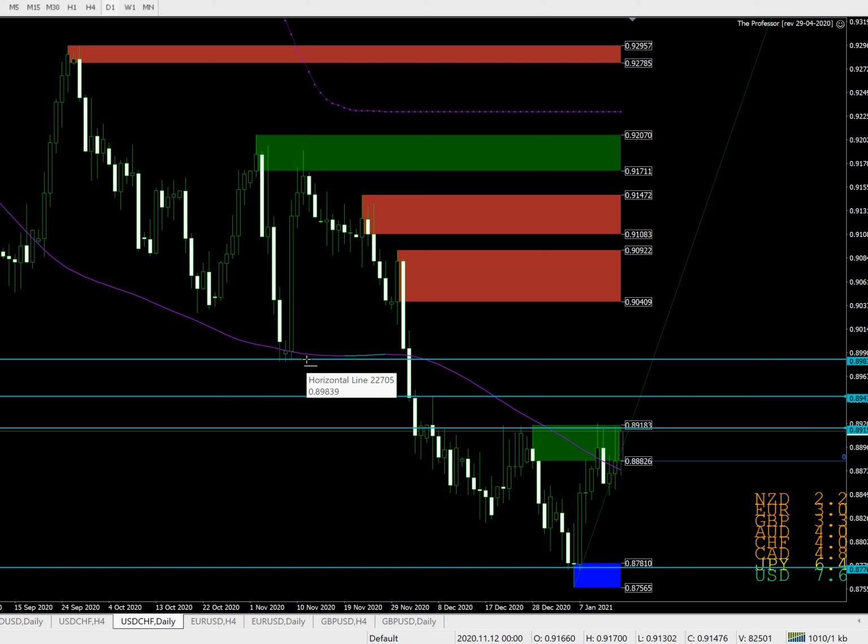0.89839. Let's see what that is. So if we break up, that's a 32 pip move initially. From there, up to 70 pips. So, something to keep an eye on.